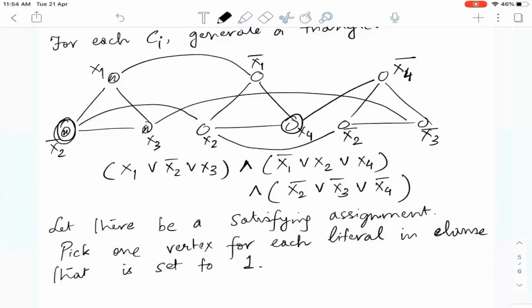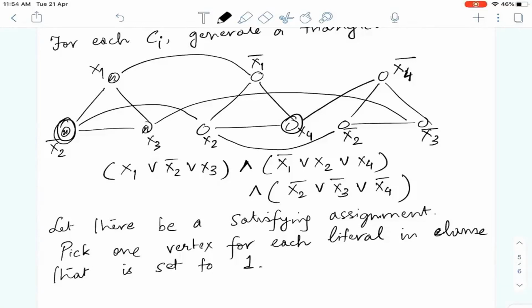Now, what we need to convince ourselves is that this forms an independent set. Of course, this set has size k because I'm picking one vertex for each triangle. But what's the guarantee that this forms an independent set? That needs to be shown, but I claim that it has to be true. Why? First of all, I have only picked one vertex from each triangle, so they cannot conflict with the other two vertices of this triangle.